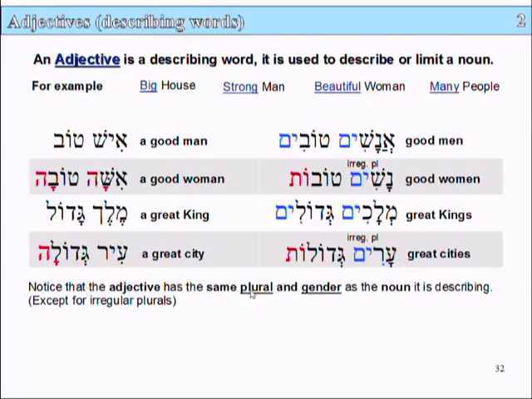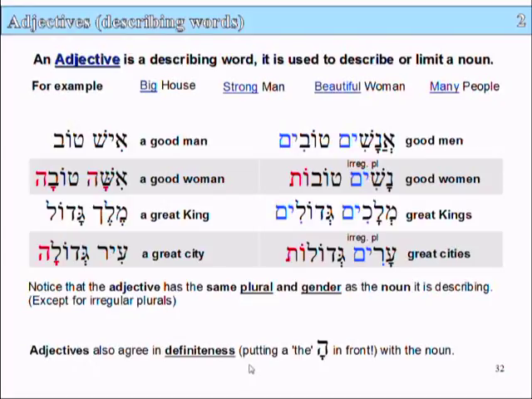Notice that the adjective has the same plural and gender as the noun it is describing. So we have the same gender here, same gender here, same gender here. And we would have the same gender here, but this just happens to be one of those strange exceptions.